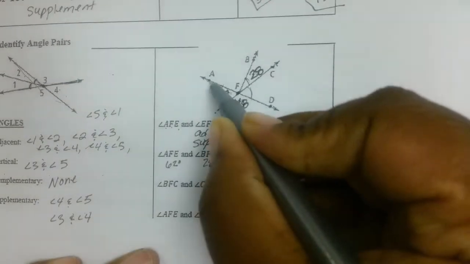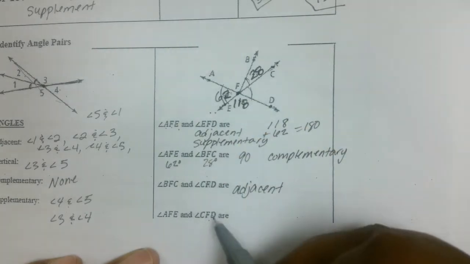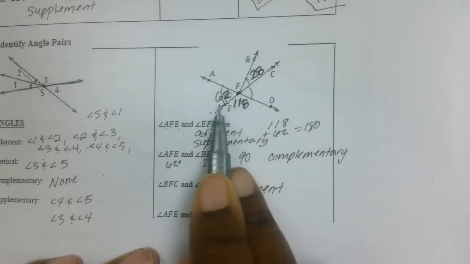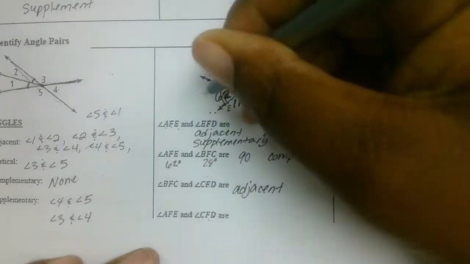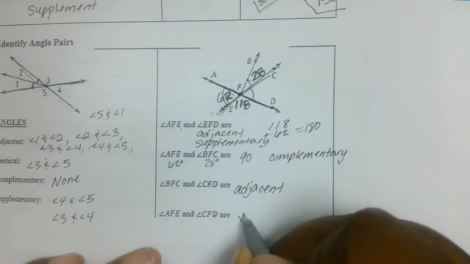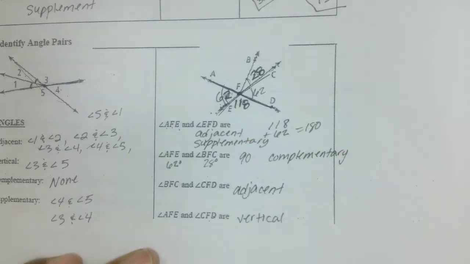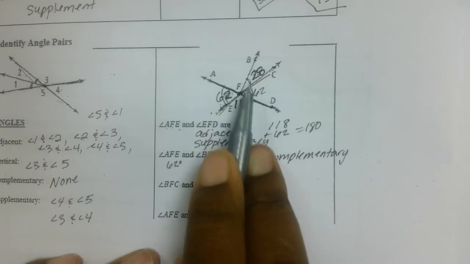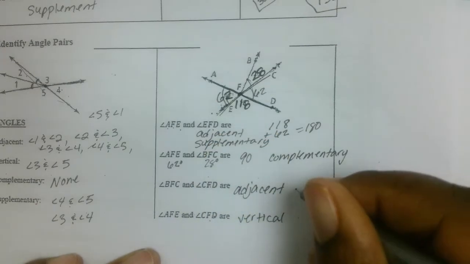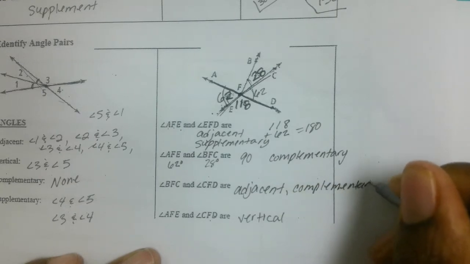It says AFE and then CFD. But I notice that's the same angle right there. Well, AFE and CFD, if I notice this right here, that X they're making, they're vertical angles. And I know vertical angles are congruent. So if this is 62, this is 62 as well. So if I go back to the problem before, when I add these two together, not only are these two angles adjacent, but they're also complementary as well, because they're adding up to be 90 degrees.